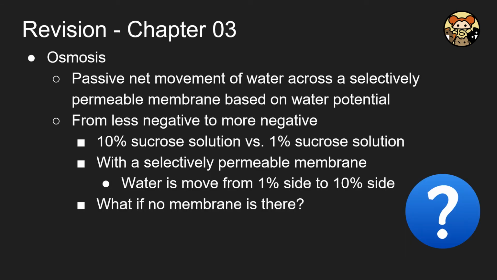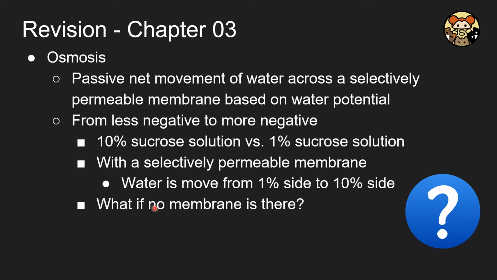So the general definition for osmosis is a passive net movement of water across a selectively permeable membrane based on water potential. It is from a region of less negative to a more negative region. So when comparing 10% sucrose and 1% sucrose with a selectively permeable membrane, there is a net movement of water from the 1% side to the 10% side.